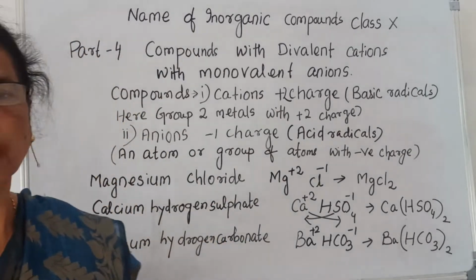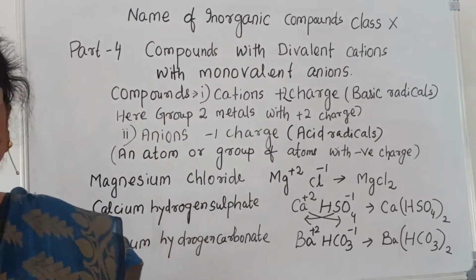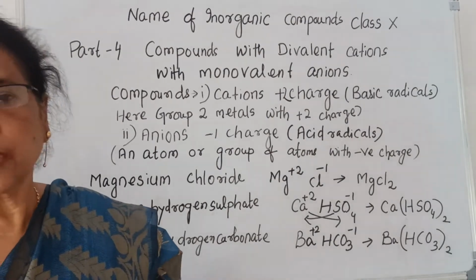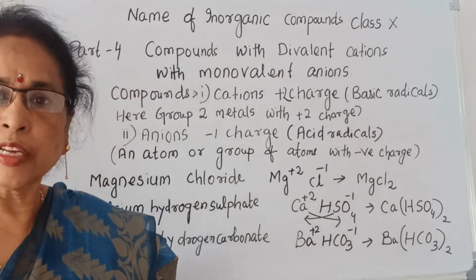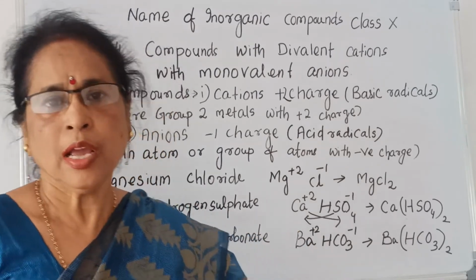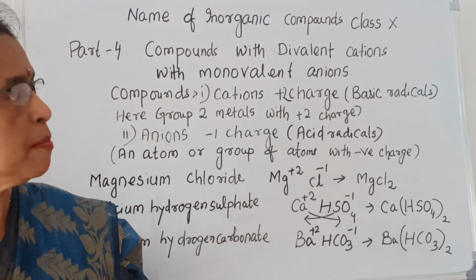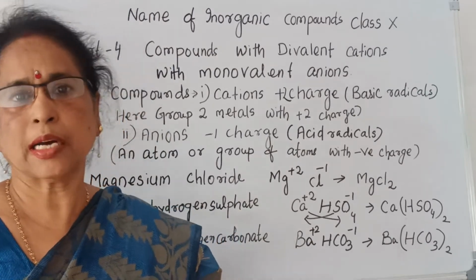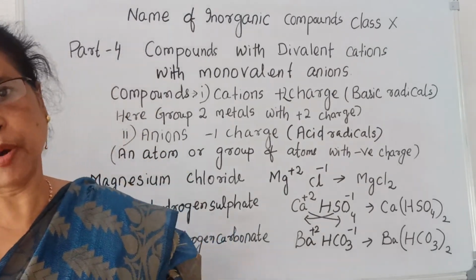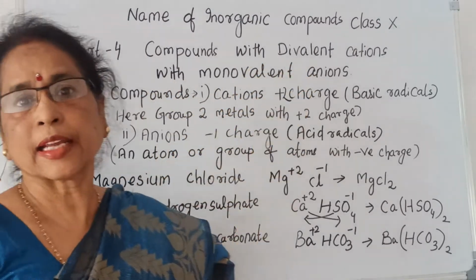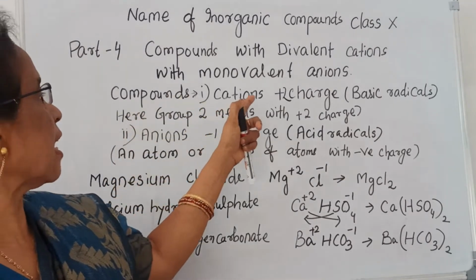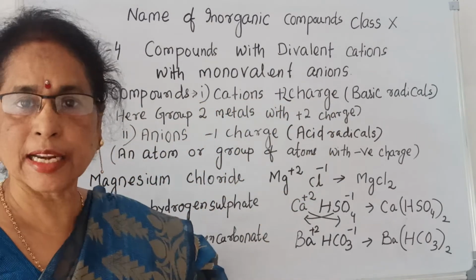Now in part 4, I want to show the compounds with divalent cation and monovalent anion. Now we will see divalent cation. The compound is formed by the combination of cation and anion. Cation is called basic radical because it comes from the base part, and anion is the acid radical, which comes from the acid part. Here divalent cation, the basic radical, has the charge +2.